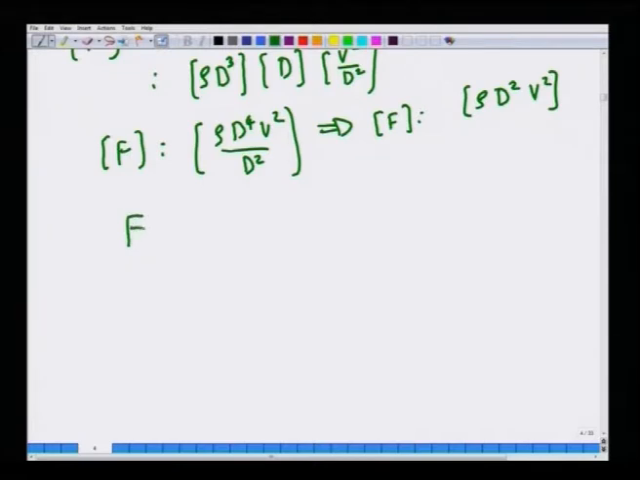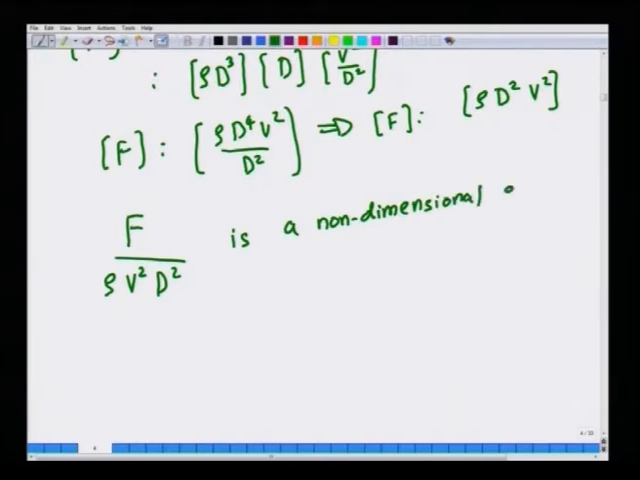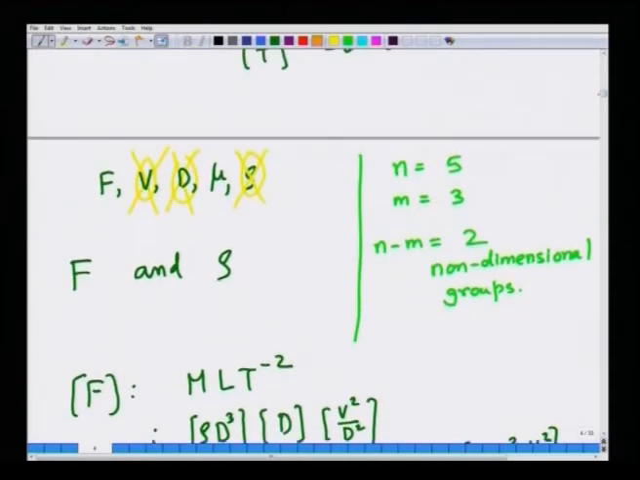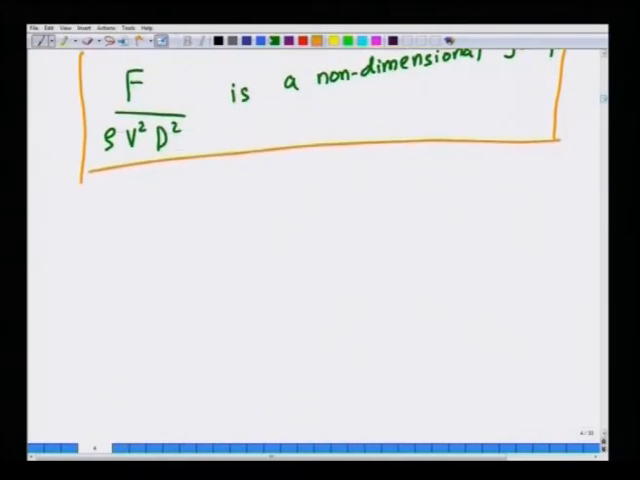So, you can non-dimensionalize force by rho v squared d squared, which is a non-dimensional group. We have to find 2 non-dimensional groups out of the 5 physical variables. This is one non-dimensional group. What is the other non-dimensional group? We have non-dimensionalized the force now, so we still have to non-dimensionalize viscosity. Okay. So, how are you going to do that?